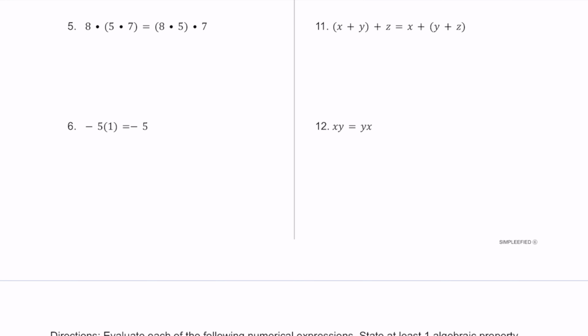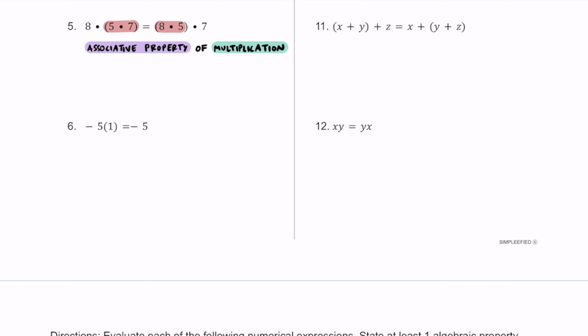Here's number 5. For number 5, it looks like we have 8 times the quantity of the product of 5 and 7, or 5 times 7, and that's equal to the quantity of 8 times 5, and then multiplied by 7 afterwards. So notice here, the order of the numbers stays the same. We have 8, 5, and 7, 8, 5, and 7. So it's important to know here that the grouping changed, but the order stayed the same. Since just the grouping of the multiplication sentence changed, this represents the associative property of multiplication.